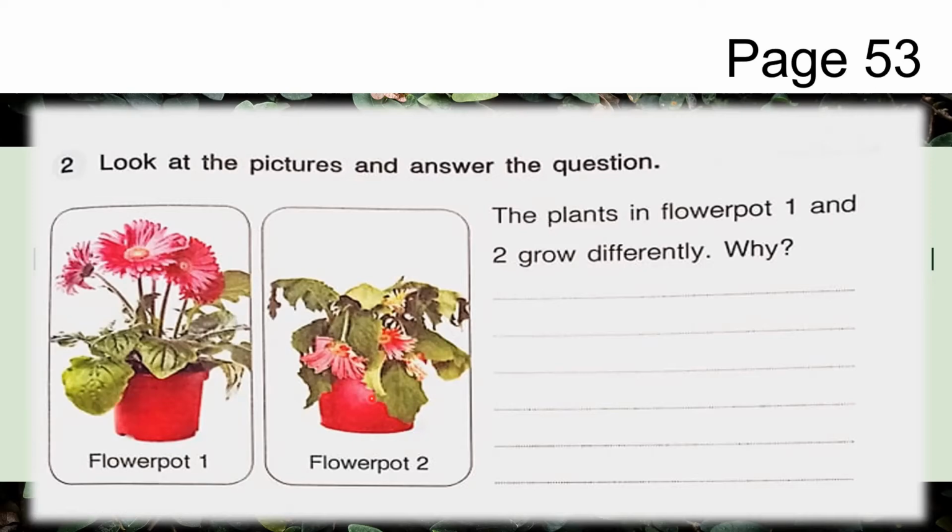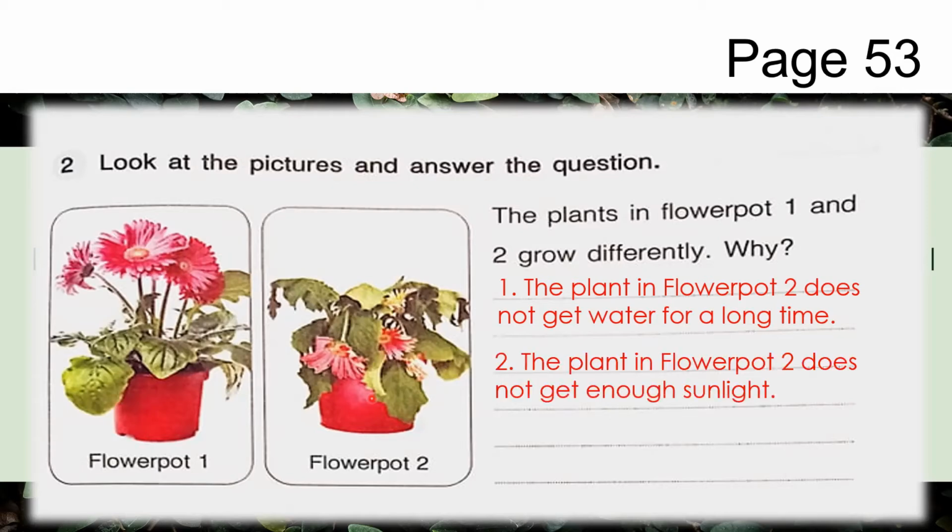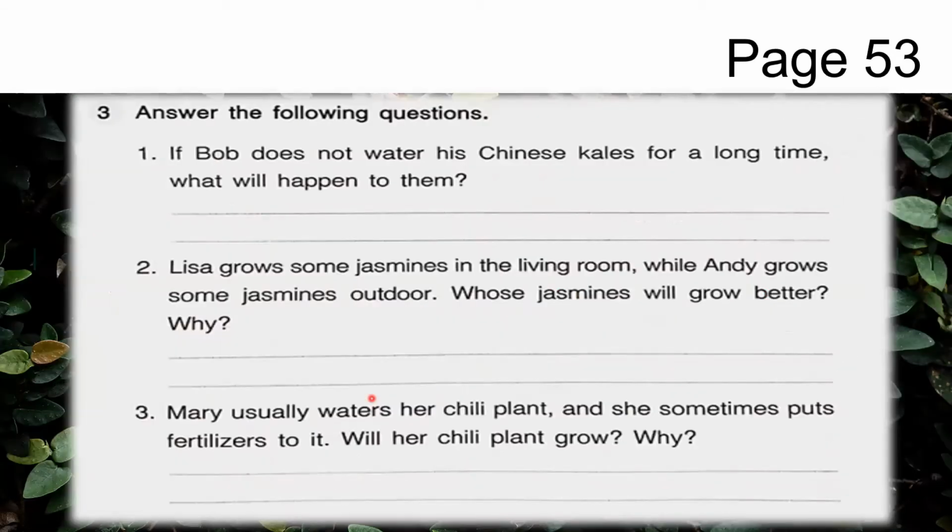We have two possible answers, right? Maybe the plant in flower pot 2 does not get water. Or maybe the plant in flower pot 2 does not get enough light, right? So again, we have two possible answers. First, the plant in flower pot 2 does not get water for a long time. And second, the plant in flower pot 2 does not get enough sunlight. Below this one is number 3. So we have to answer the following questions. I'm going to read the questions for you.